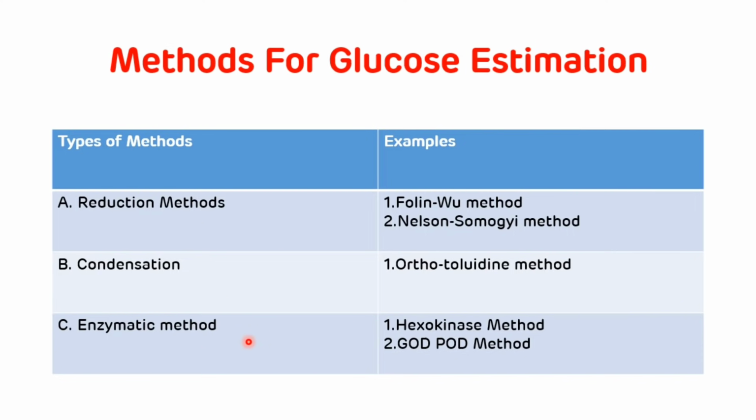Among these, the enzymatic method is more specific as compared to the reduction method because there are very few interfering substances and the reagents are more stable as compared to the reduction method. And these enzymatic methods measure the true glucose. So these are the advantages of the enzymatic method.